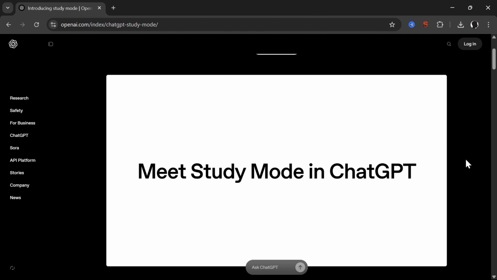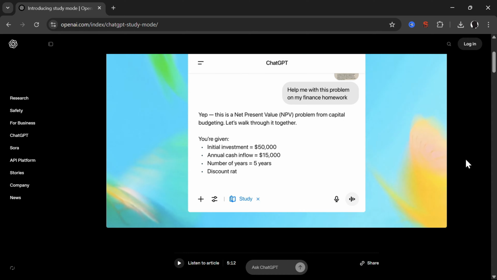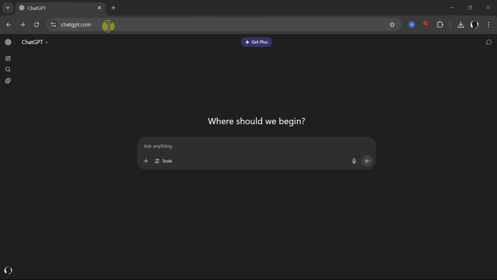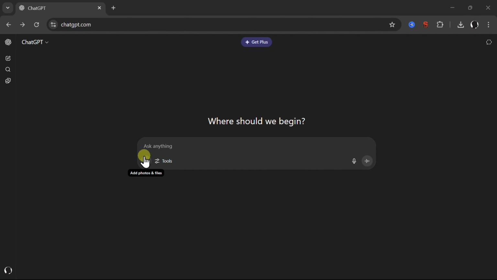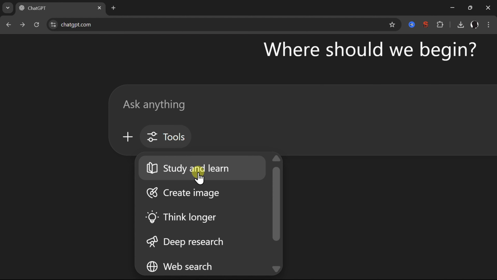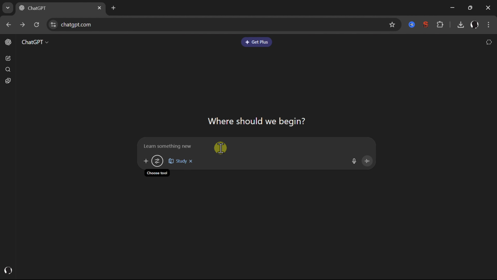So ChatGPT just released study and learn mode, and it is pretty amazing and it is free. So let's try it out. What you need to do is open chatgpt.com, standard things, and then here go to tools and click on study and learn. Fine. Now we are in study and learn mode. Everything is being used in the free version of ChatGPT.